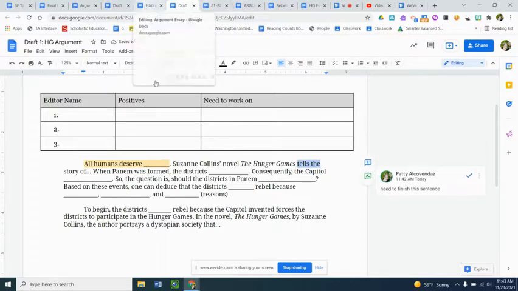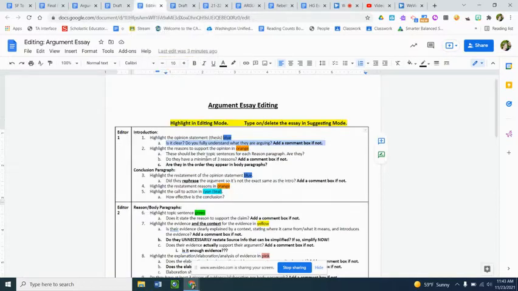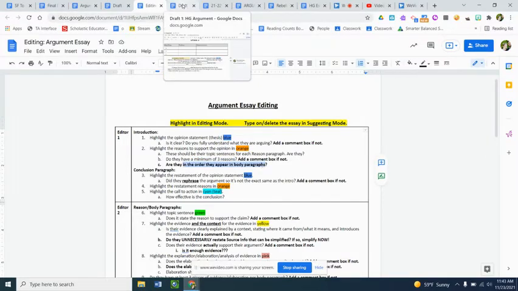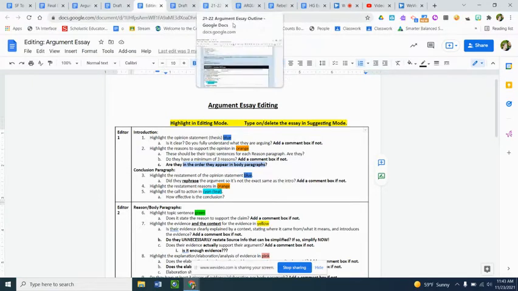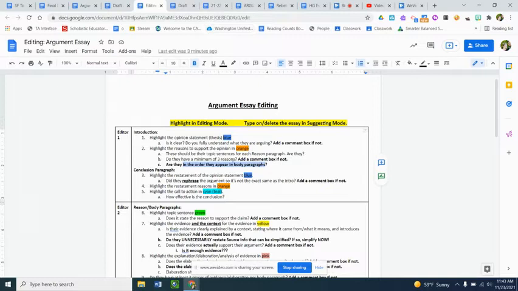Okay, so not only are you checking to make sure that they have a thesis statement, they have an introduction, you're going to make sure that they have a minimum of three reasons, that those reasons are in the order they appear in their body paragraph. So reason one, reason two, reason three should be body one, body two, and counterclaim. And if there are problems there, you're going to let them know. You're going to tell them what the problems are.